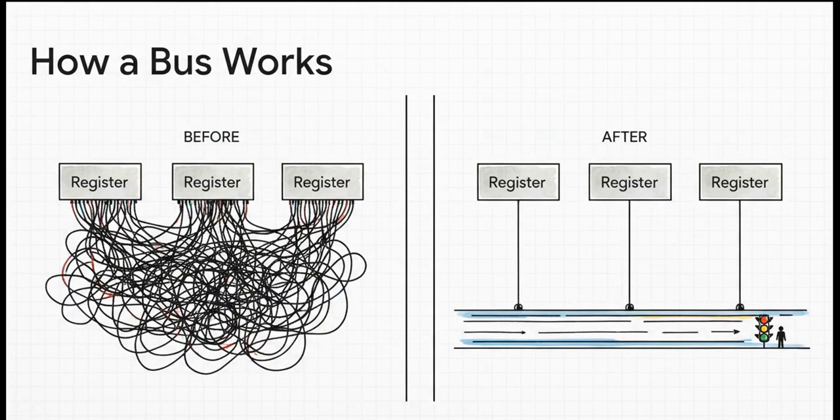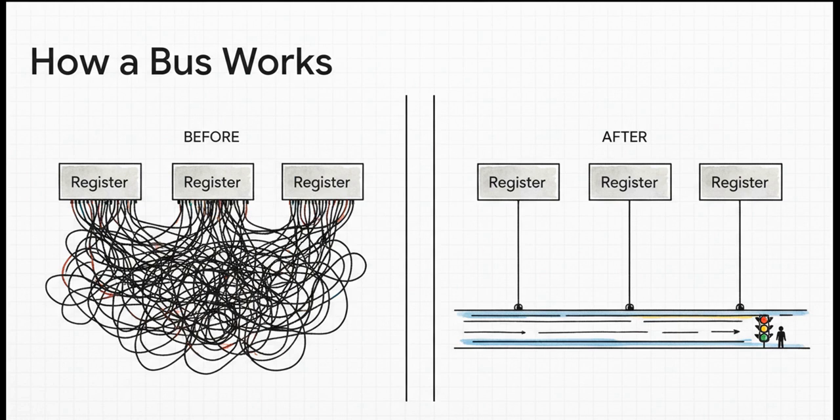So, why go to all this trouble? Well, just try to imagine connecting every single component directly to every other component. You'd end up with an absolute nightmare of wires. It would be a total mess. The bus elegantly solves this by giving everyone one shared path. But now you have a new problem, traffic jams. How do you manage all that traffic?